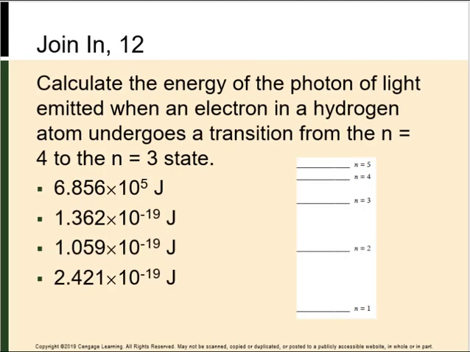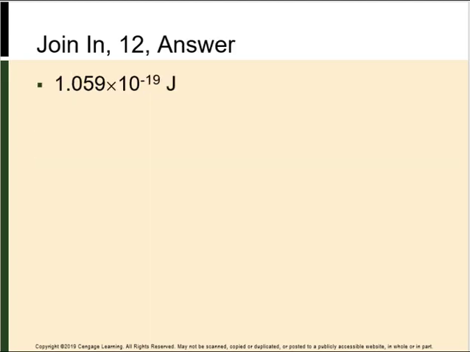But first, let's do one more practice problem. Calculate the energy of the photon of light emitted when an electron in a hydrogen atom undergoes a transition from n=4 to n=3. So just this, what energy will we see? Pause it, do your calculation, and we will check our answer. Hopefully you got this one.